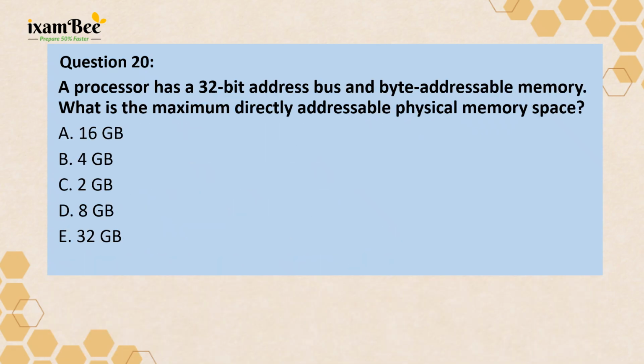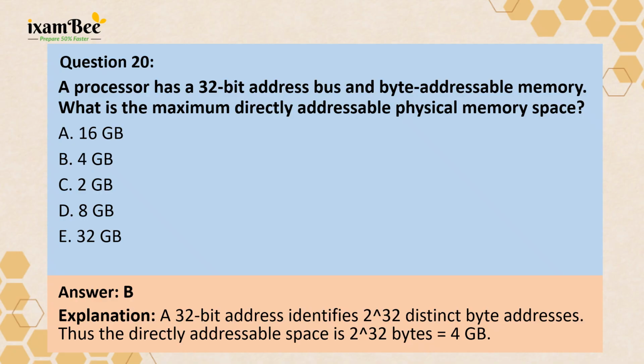In this next question, a processor has a 32-bit address bus and byte-addressable memory. What is the maximum directly addressable physical memory space? The correct answer here is B, which is 4 GB. Now, if you look at the question, with a 32-bit address bus, the processor can generate 2 to the power of 32 distinct addresses.